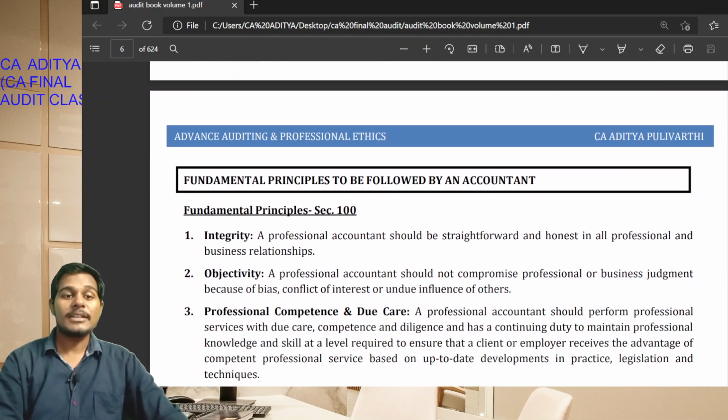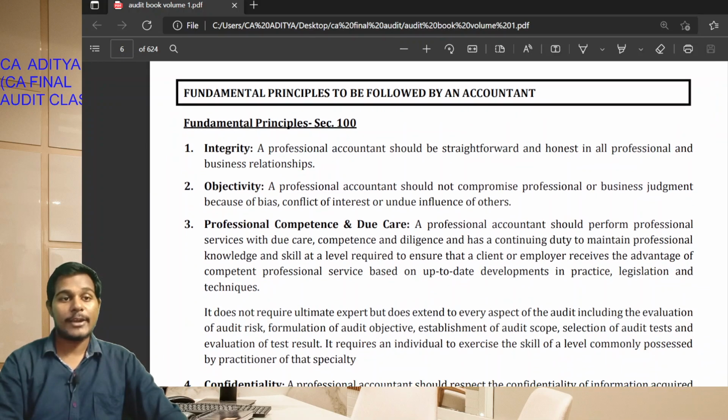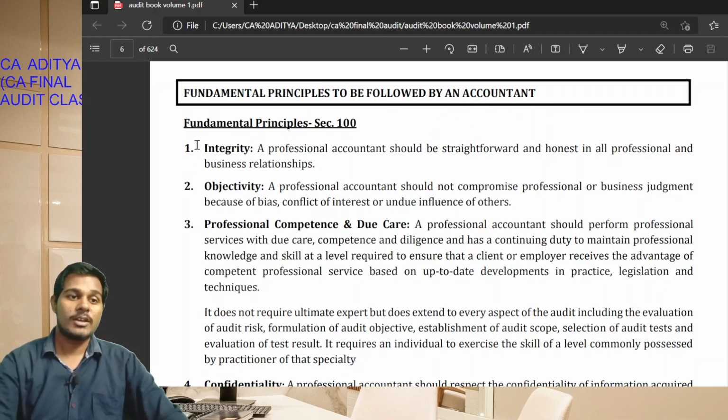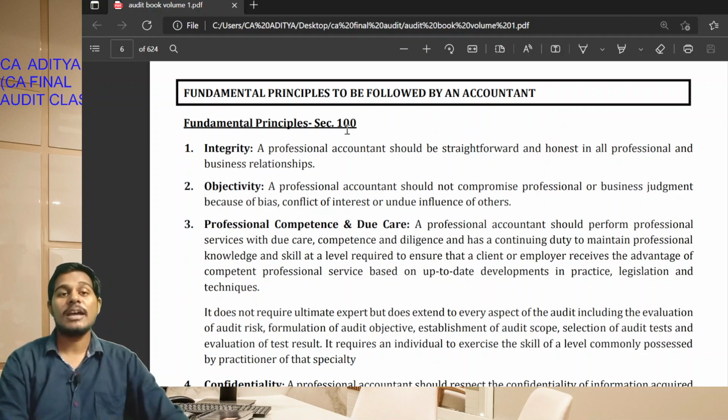See, it is not very important, so I am skipping this topic. See, fundamental principles to be followed by the accountant. It is important students. Let's see this topic. Fundamental principles to be followed by an accountant. It is an important topic for the CA Final examination. Okay. Fundamental principles, section 100.